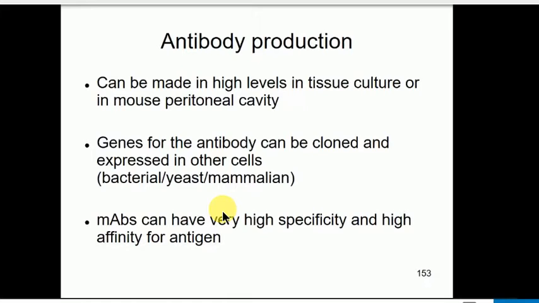And these monoclonals are very useful. They're pure, which means you get far less problems with background and cross-reactivity. You can, if you want to, clone the loci and express the proteins elsewhere. And if you've selected your cell lines carefully at the cloning stage, they can have extremely high specificity and very high affinity for the antigen. So both as reagents and more recently as drugs, they can be very useful indeed.